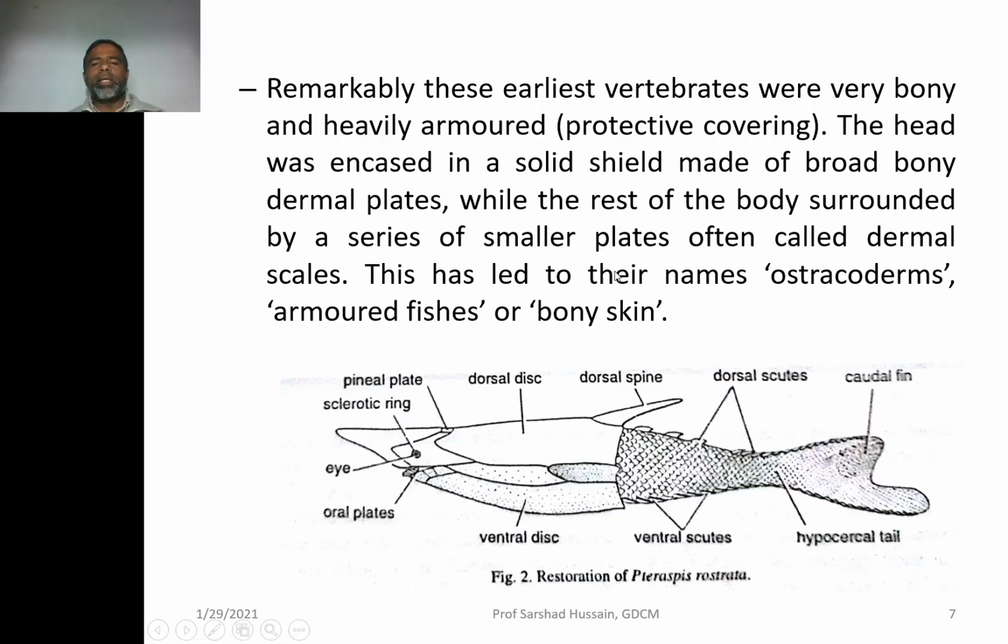This has led to their name, ostracoderms. That means a body within a shell-like protective covering. So they are also called armored fishes because they are protected inside the shield or the bony skin.